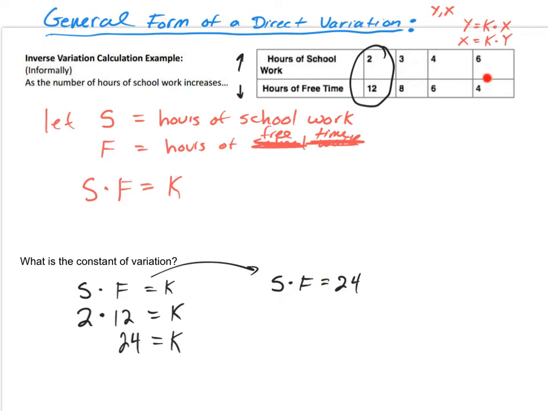And as you see here, that works. 3 times 8, 4 times 6, 6 times 4, that works. Now this is one way that we could express an inverse variation.